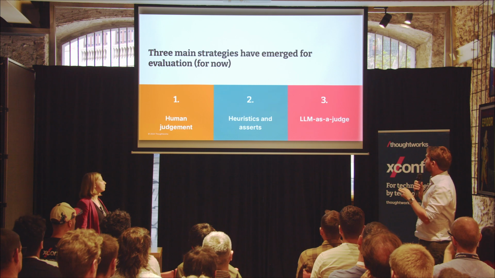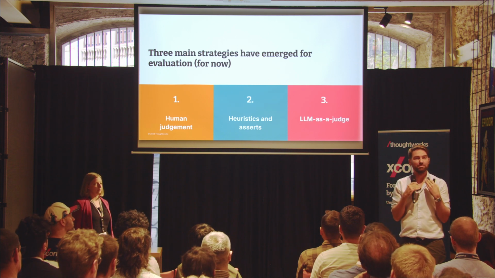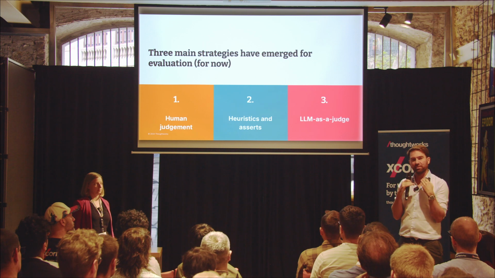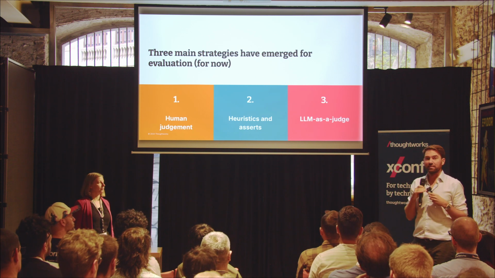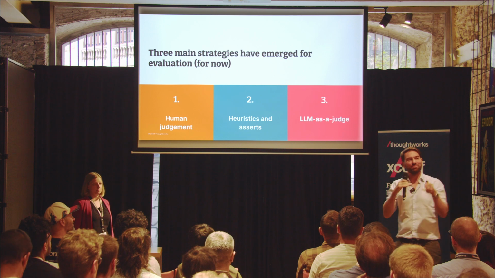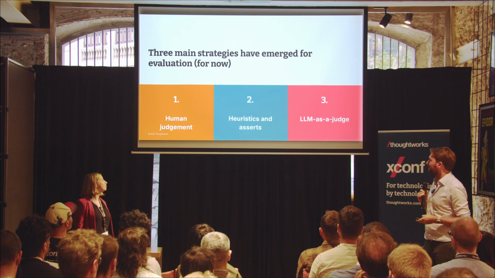The second part is heuristics and search. This is anything you can measure about your system. As you said, it's hard to measure things, but there are still things you can measure. And the third one is using another LLM to evaluate the outputs of your LLM. We'll be talking about this a bit later.